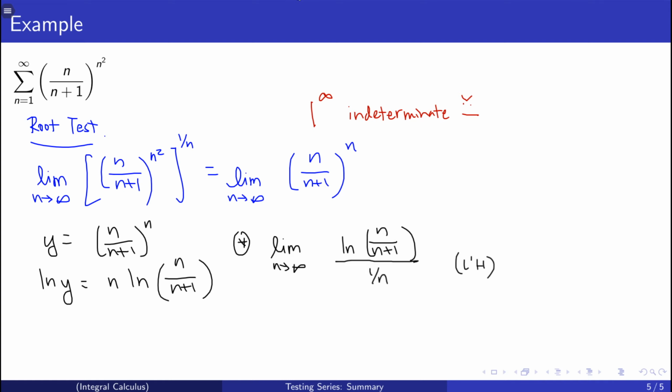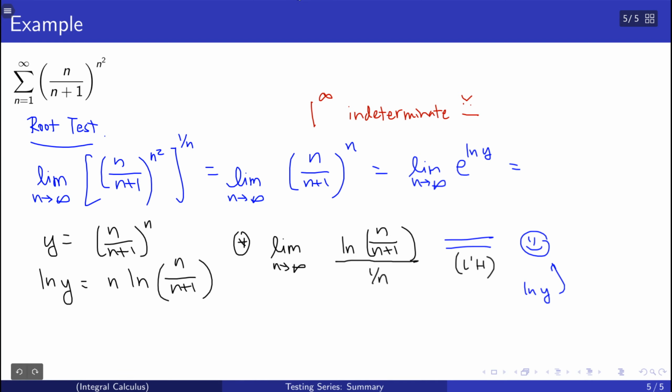But whatever you get here for the limit, that's going to tell you that, well, if this is y, it's the same thing as e raised to ln y. But if ln y approaches whatever this quantity is, then it's e raised to that quantity. And then you can use that to apply the root test, as long as that quantity is not 0. Right? So yeah, try doing that and see what you get.